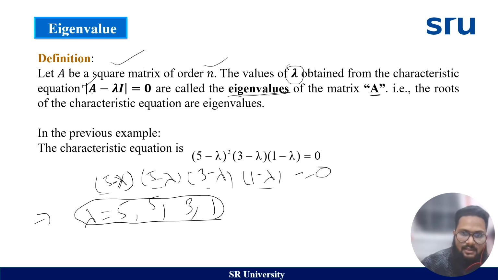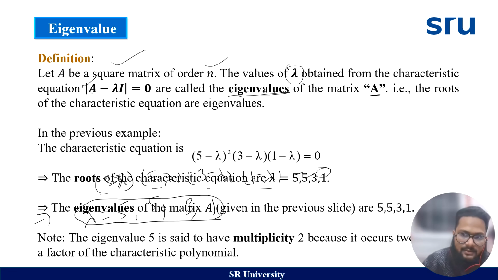You can remember one thing here, that the eigenvalues can be repeated also. Here you can see 5 is the repeated value, right? So eigenvalues need not always be distinct. There is another concept called algebraic multiplicity and geometric multiplicity, but I am not going to discuss all these things here. So you can remember that the eigenvalues can be repeated also. It's not necessary that all eigenvalues should be different or distinct, right? So you can see these are the eigenvalues 5, 5, 3 and 1.